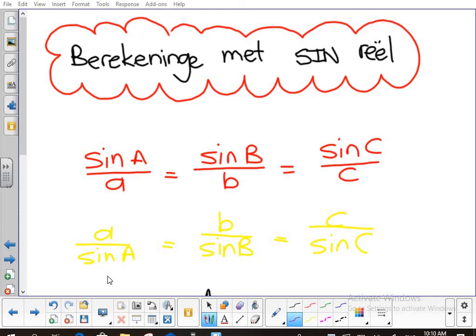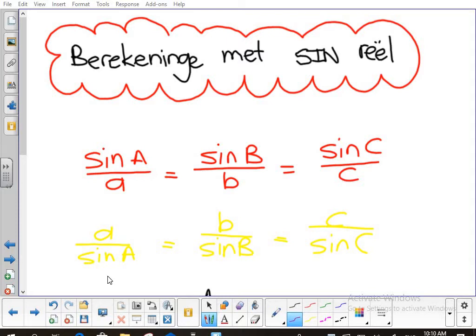Alright, grade 11s, I'm going to do this video in English. I did the formal proof in Afrikaans. So what this says is, now I'm going to use this sine rule that I showed you in the previous video to determine certain missing parts within a triangle.